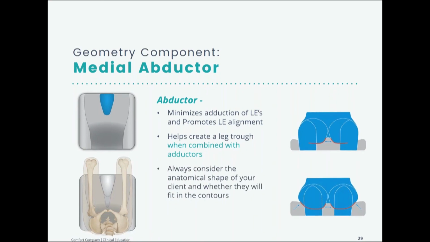But one thing we always need to make sure of is that we're really considering someone's anatomical shape, because maybe someone has a significant contracture and they will not fit into these leg troughs or into this pre-contoured shape due to the lack of range of motion that they may have.